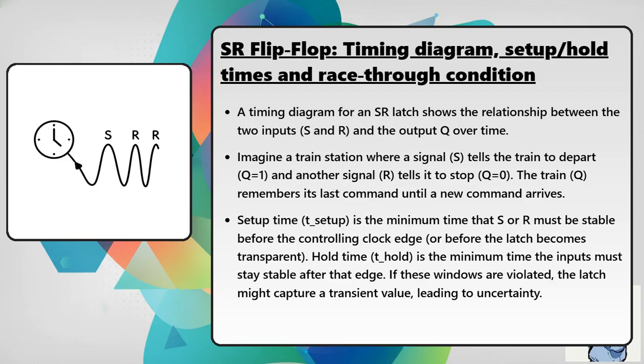Setup time, T setup, is the minimum time that S or R must be stable before the controlling clock edge or before the latch becomes transparent. Hold time, T hold, is the minimum time the inputs must stay stable after that edge. If these windows are violated, the latch might capture a transient value, leading to uncertainty.